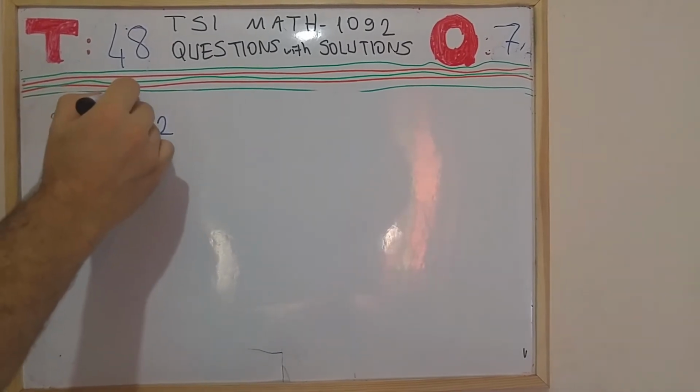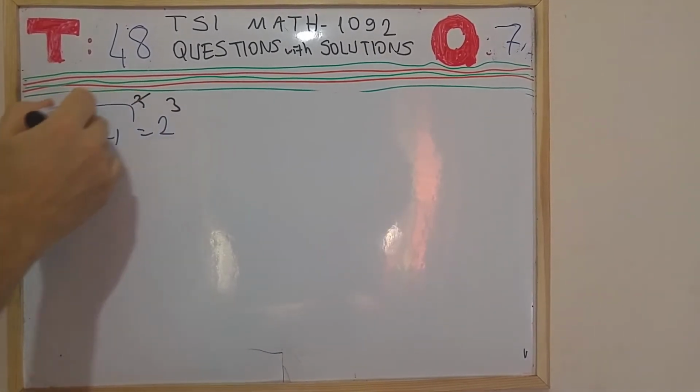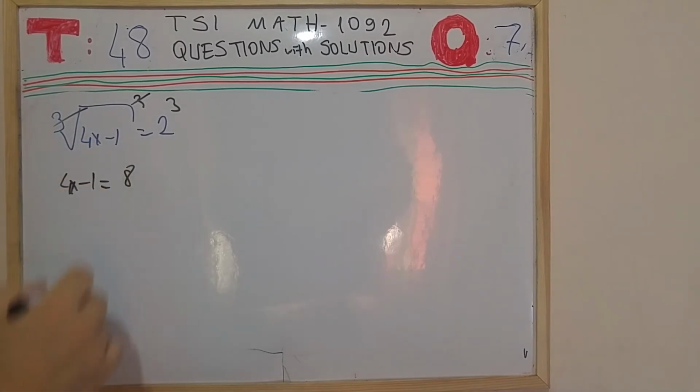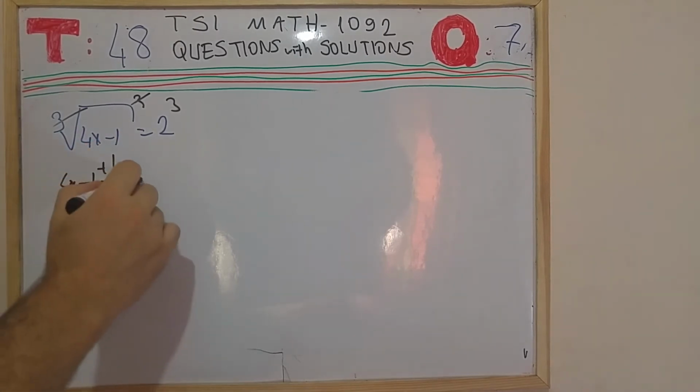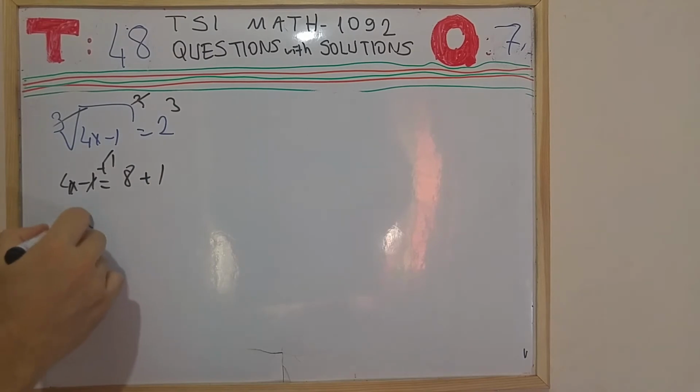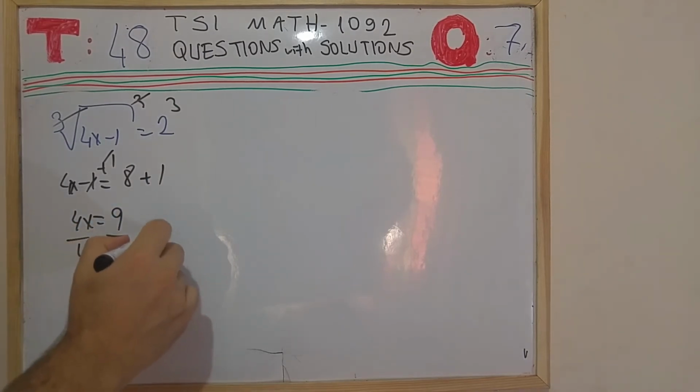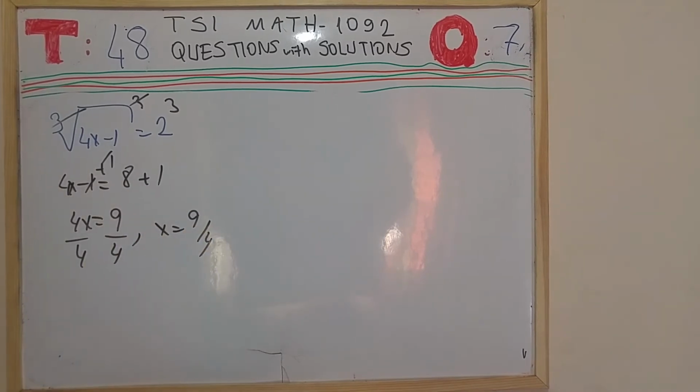Taking cube of each side, what I have is 4x minus 1 is equal to 8. Let's add 1 to each side now. So 4x is equal to 9. Dividing each side by 4, x is equal to 9 over 4.